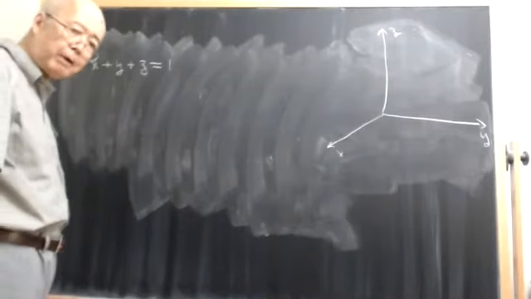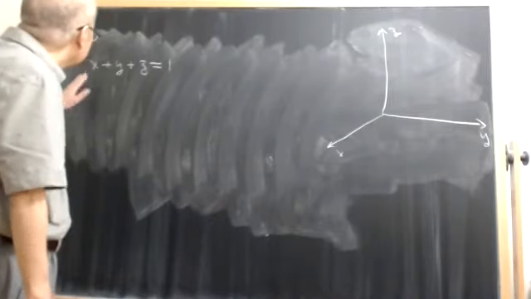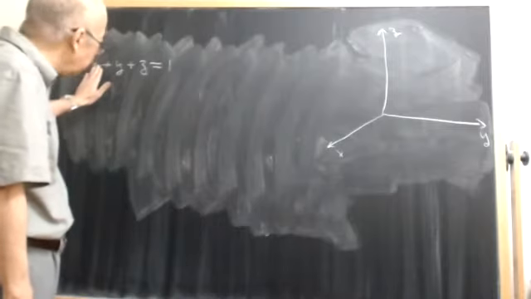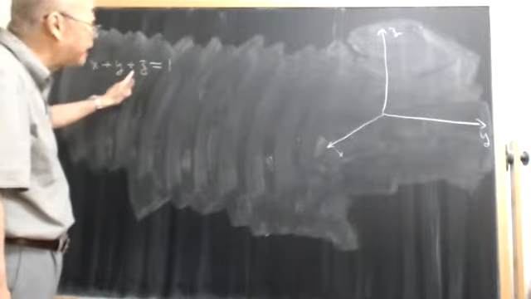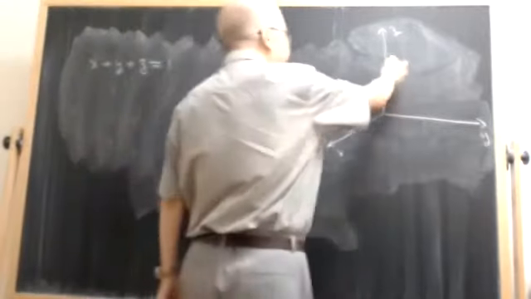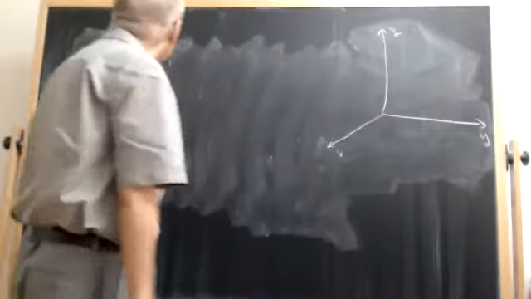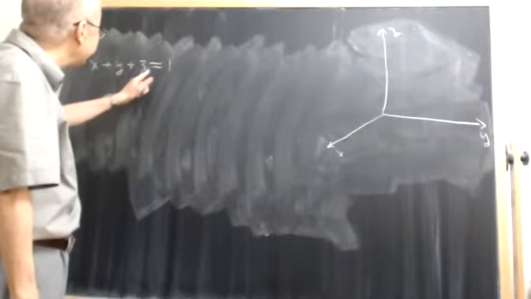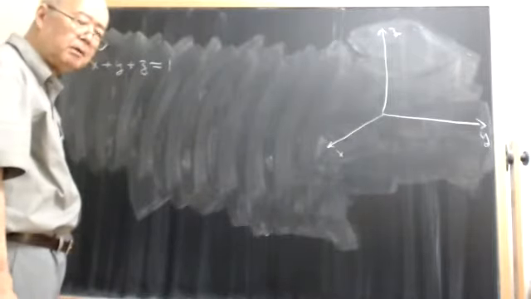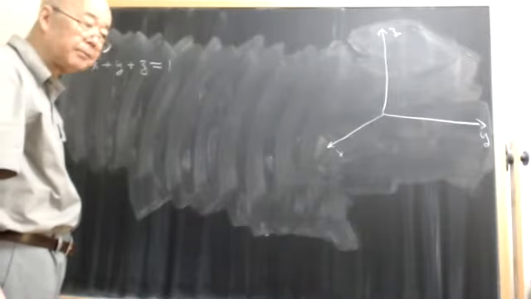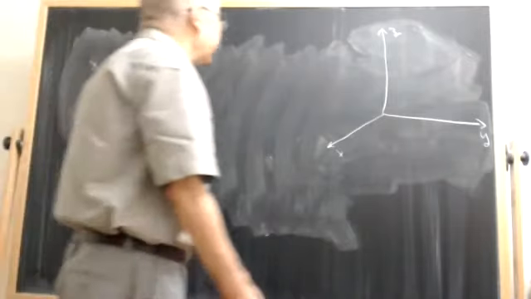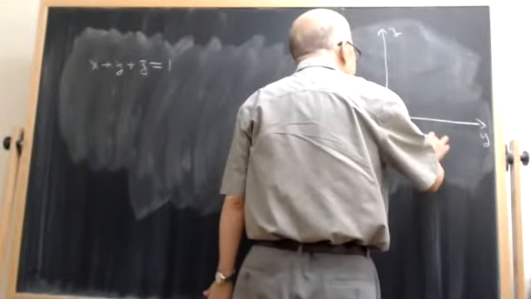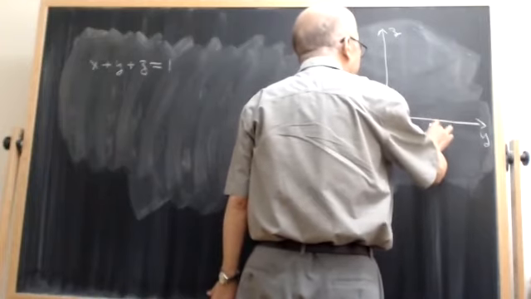Well, the way to draw it is like this. First of all, I put X equal to 0. Then you are on the YZ plane. You are on this plane. Okay? So I get Y plus Z equal 1, which is a line, right? Which is a line. So when Y is equal to 1, Z is equal to 1.